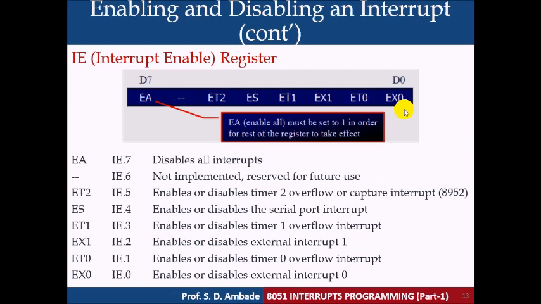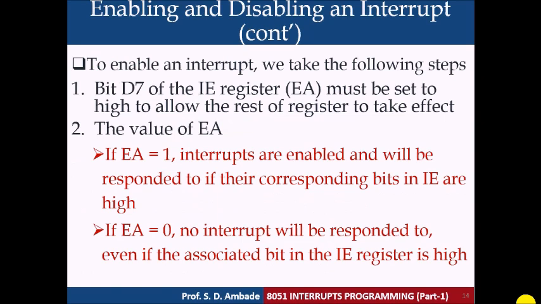So this is the structure of the IE register. This is the SFR related to interrupts. To enable an interrupt, we take the following steps. First, bit D7 of the IE register, which is EA, I call it the main switch, must be set to high to allow the rest of the register to take effect.